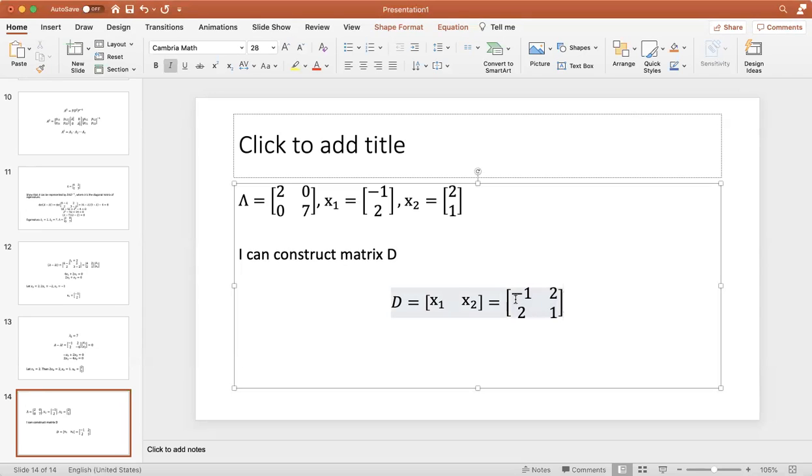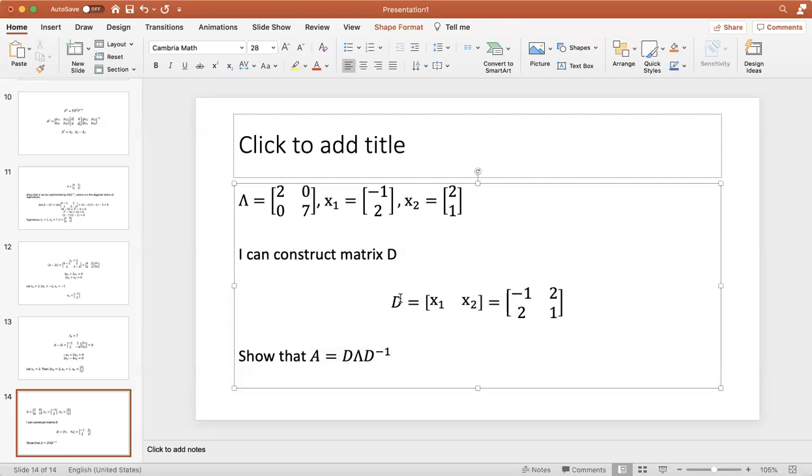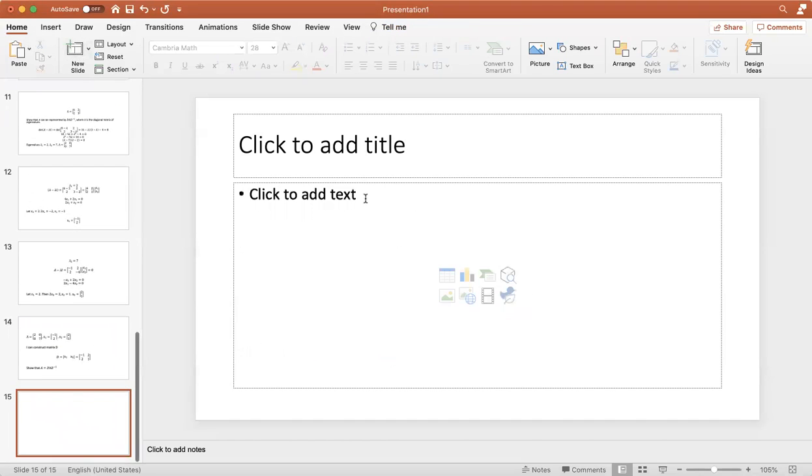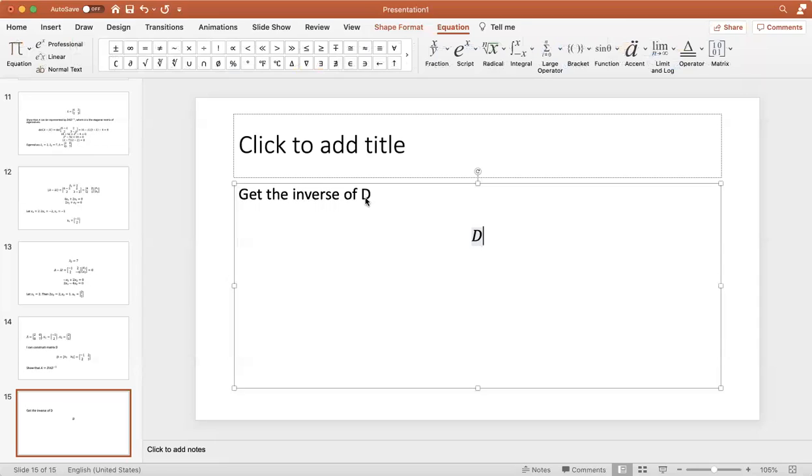Now it's just a matter of multiplying, or showing that A is indeed equal to D lambda D inverse. Right? Because we already have the components, no? We already have matrix D. We already have lambda. The only thing we need to find out is the inverse of D. So to get the inverse of D, we'll need to get the cofactor. We need to get the determinant muna. No?